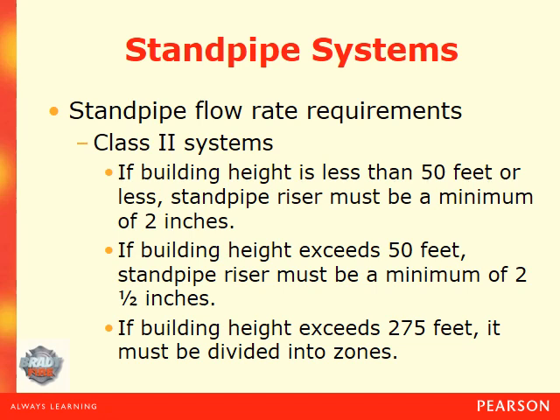If the building height is 50 feet or less, the standpipe riser must be a minimum of 2 inches in diameter. If the building height exceeds 50 feet, the standpipe riser must be a minimum of 2.5 inches. If the building height exceeds 275 feet, it must be divided into zones, meaning that each zone has its own separate standpipe.